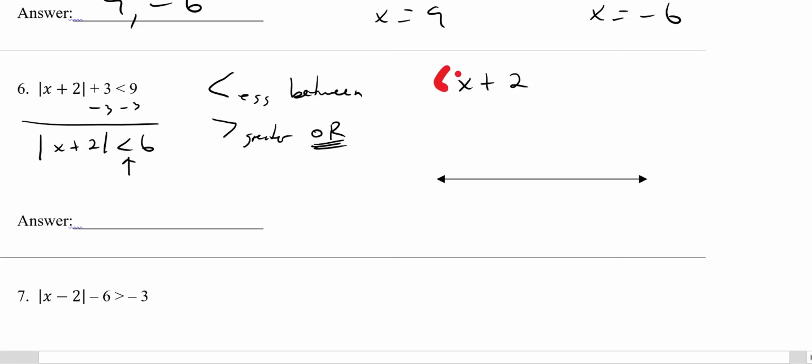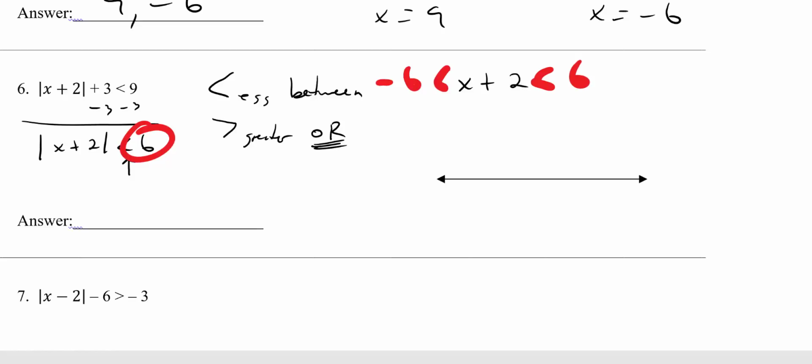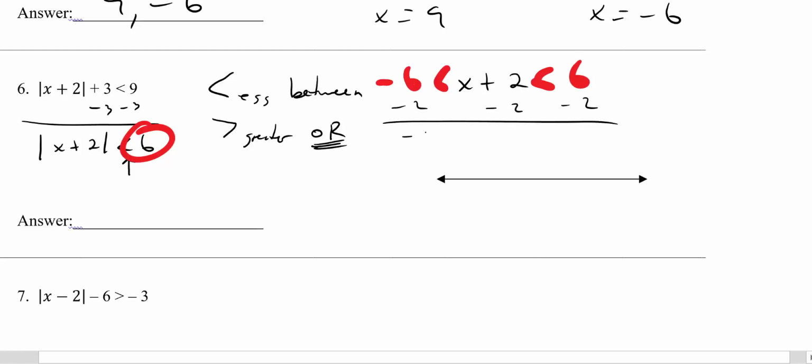So I'm going to put this, they're always going to point this way, the inequalities. And it's positive and negative of this number here. So it's going to be negative 6 here and positive 6. Okay, and then I solve. So I'm going to subtract 2 from all sides to get negative 8 less than x less than 4. I know it's a barbell.